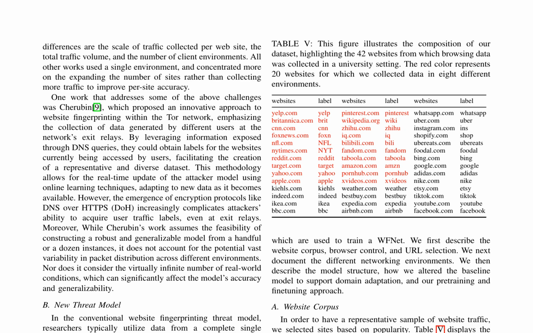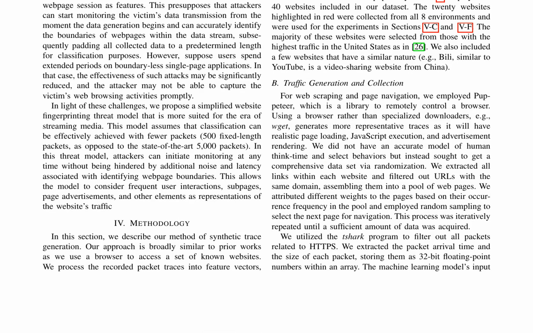The methodology involves synthetic trace generation, similar to prior works. A browser is used to access a set of known websites, and recorded packet traces are processed into feature vectors to train a WF-net. The website corpus consists of 42 websites, with 20 websites collected in 8 different environments, selected based on popularity and similarity.